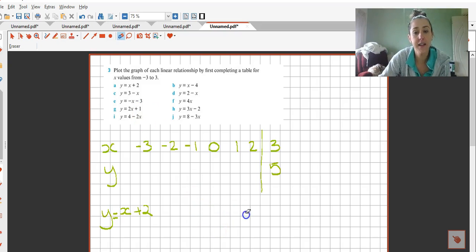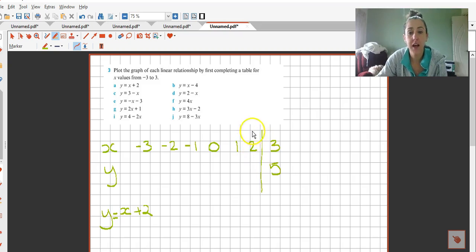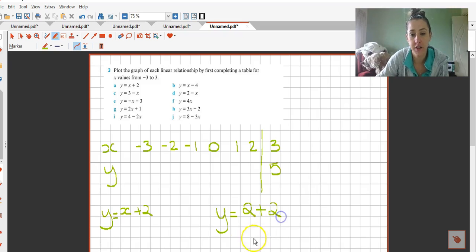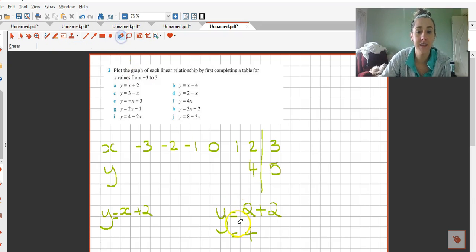Okay, so again, it's the same equation. y is going to be equal to our x value plus 2. So our x value now is 2. So y is going to be equal to our x value, which is 2, so 2 plus 2, because that's our equation. So 2 plus 2 is 4. So where x equals 2, y is equal to 4. All right, let's move down to the next one.